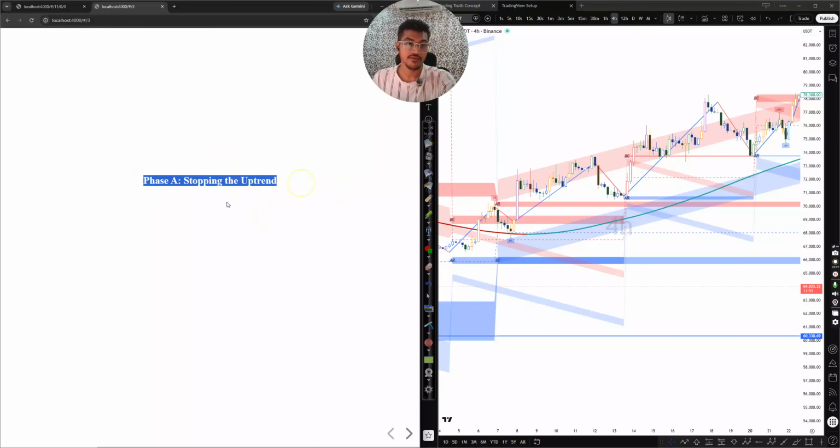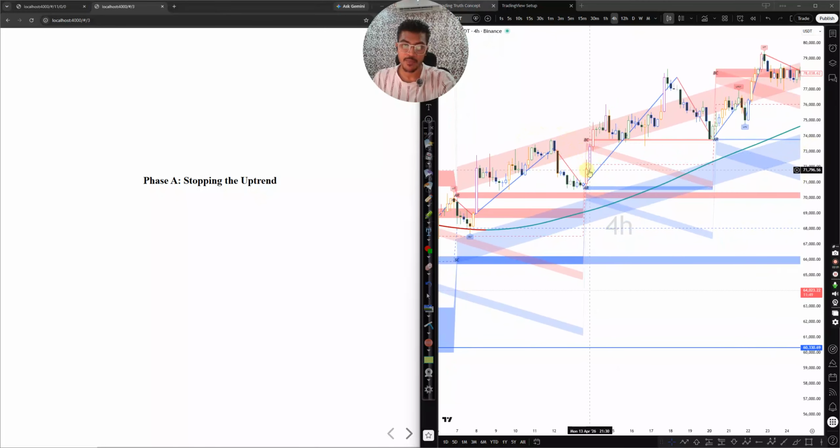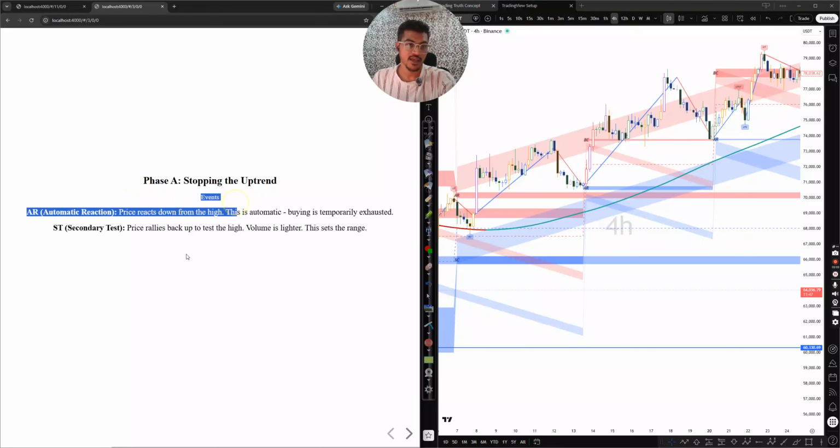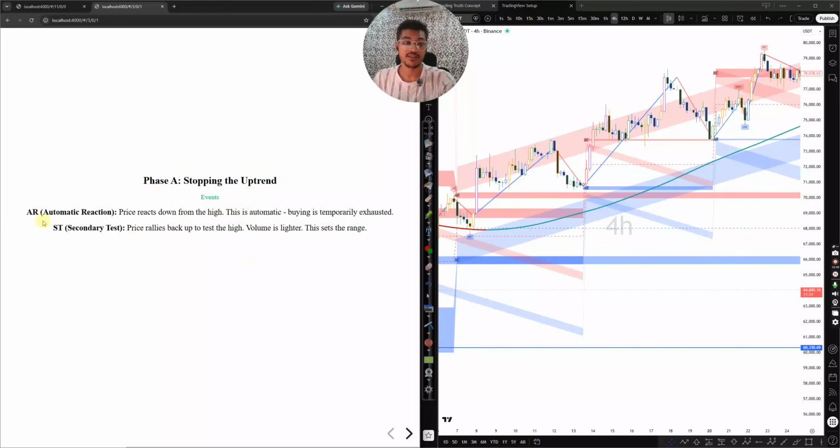You see, phase A, stopping the uptrend. It stops the uptrend here. That's your phase A. You can see this, like we have already discussed this. All right. Phase B, building the cause. There's not much. Let's just read through it so that we can practice as well.